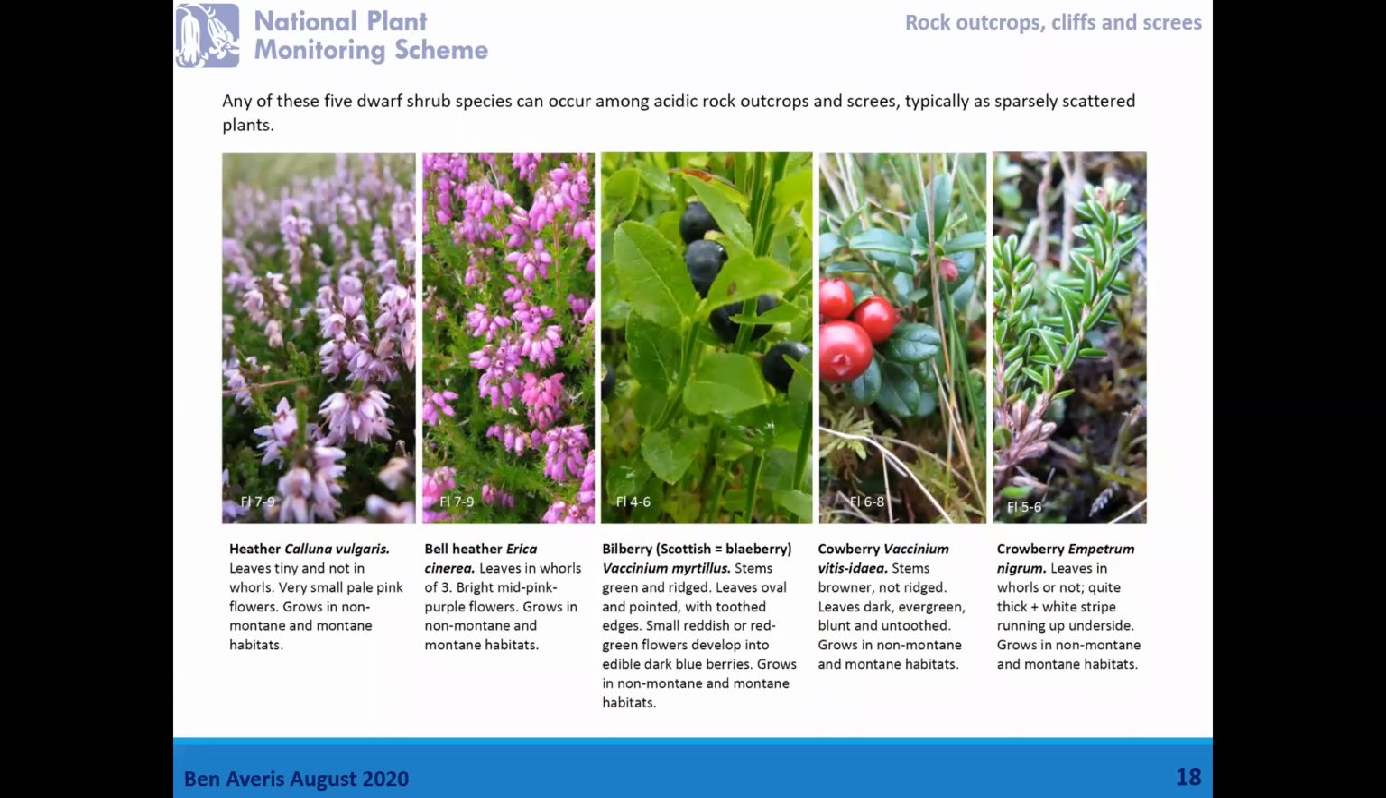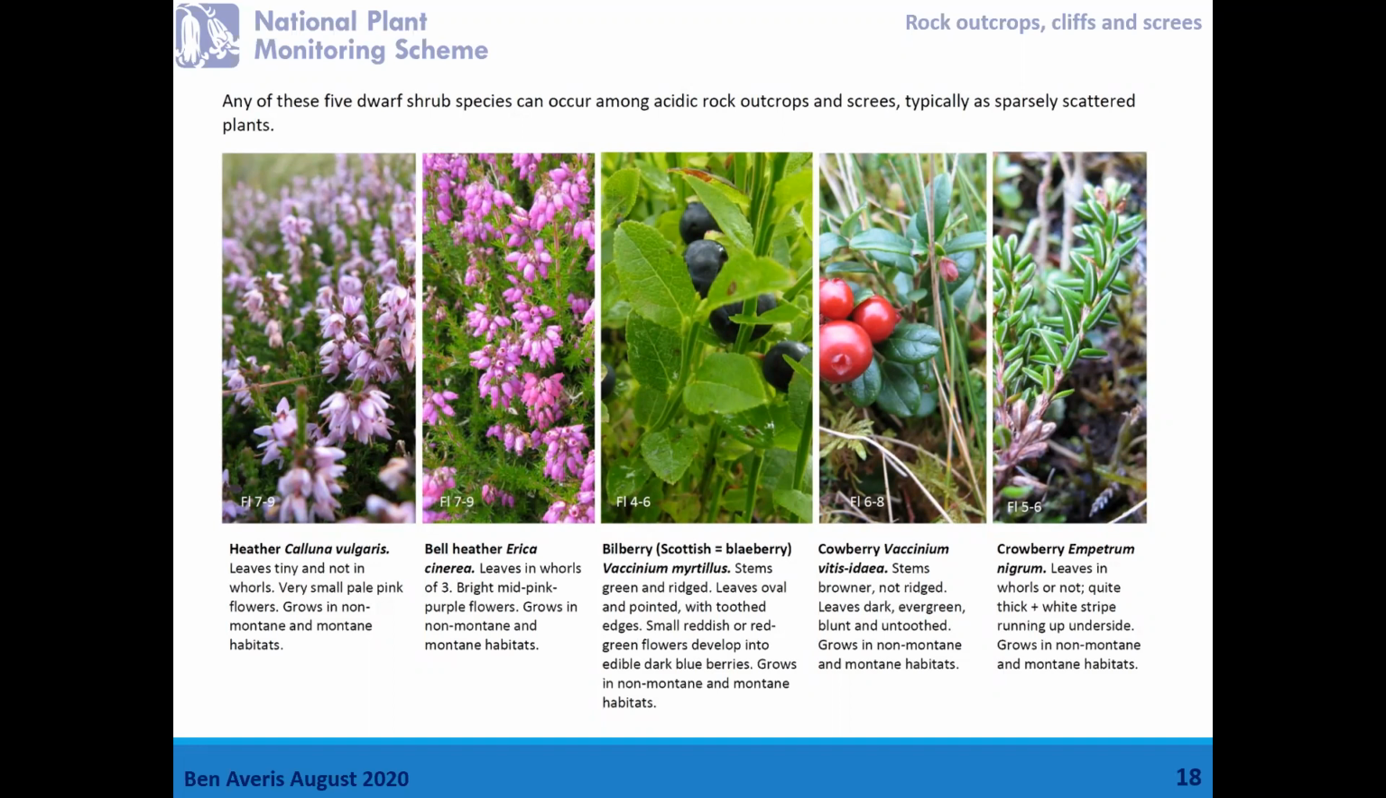Crowberry is a bit more like bell heather. It has leaves that are narrow. They're actually a thicker texture than bell heather leaves, and they have a white stripe running along the underside. Flowers are small and pale, not as conspicuous as bell heather or ordinary heather's flowers, but it has very dark blackish berries, which you can eat actually.